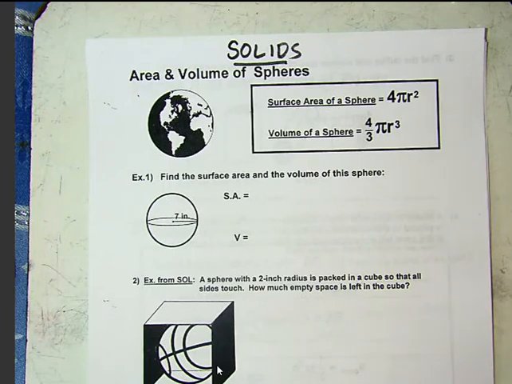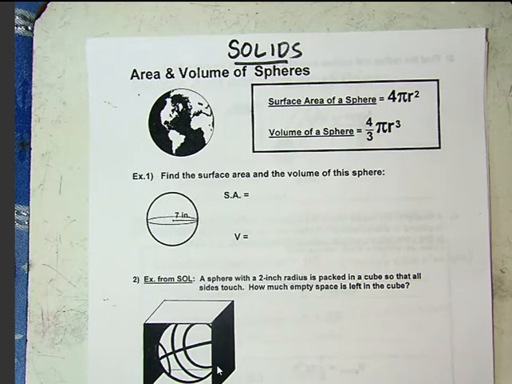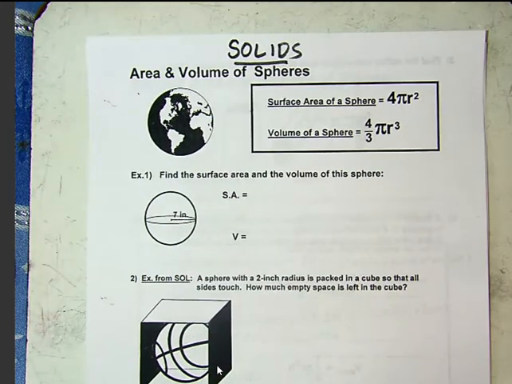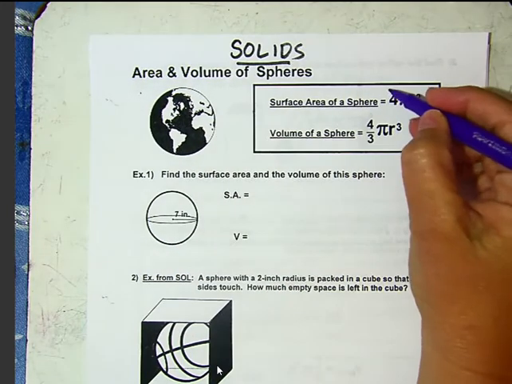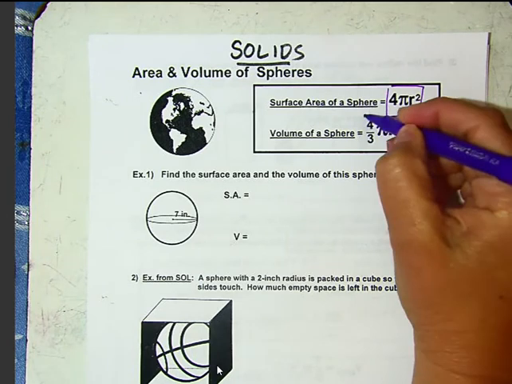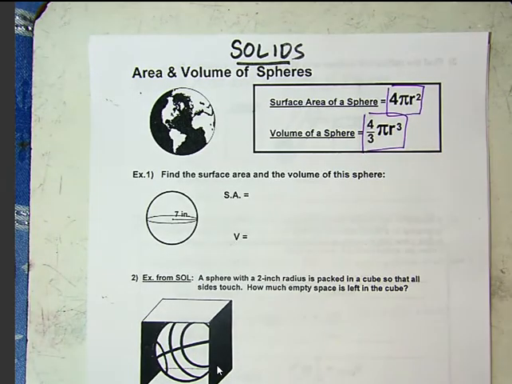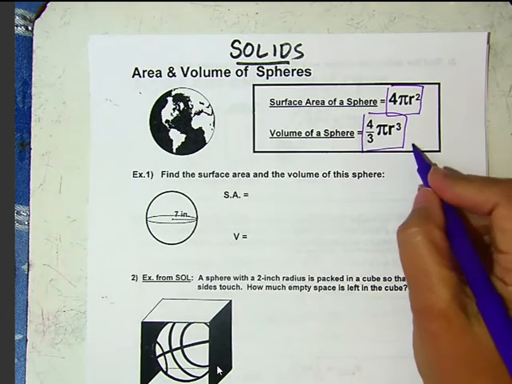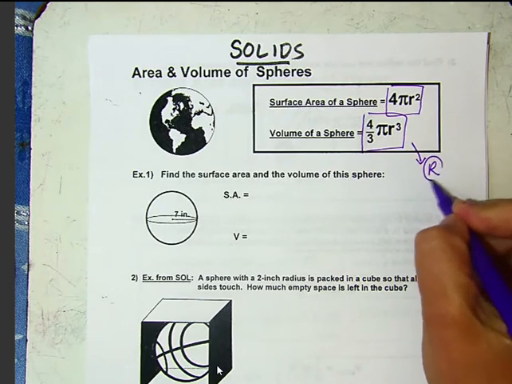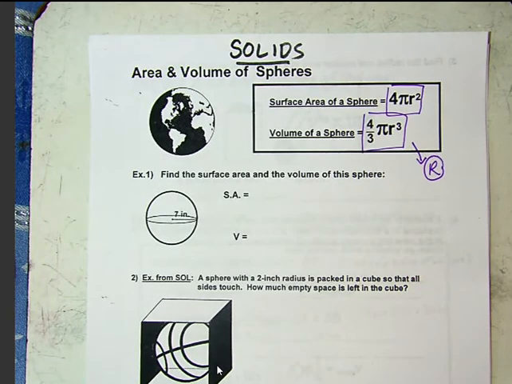Hello, this is the first day of the solids unit, and we're going to talk about spheres, which are kind of like a ball. My surface area formula is 4 pi r squared, and my volume formula is 4/3 pi r cubed. So your only unknown is your r. That's the only thing you need to plug into the formula. Just for pure ease, we're going to leave these in terms of pi, because then it's a little bit less calculations for us.